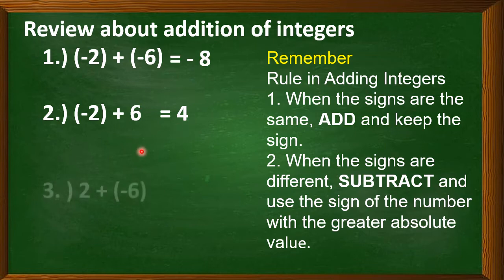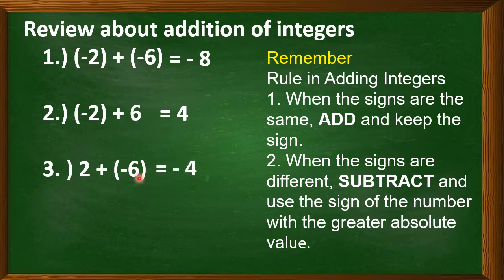Next, 2 plus negative 6. Different signs, subtract. So 6 minus 2, that is equal to 4. Copy the sign of 6, negative, because negative 6 has greater absolute value. That is why our answer is negative 4.